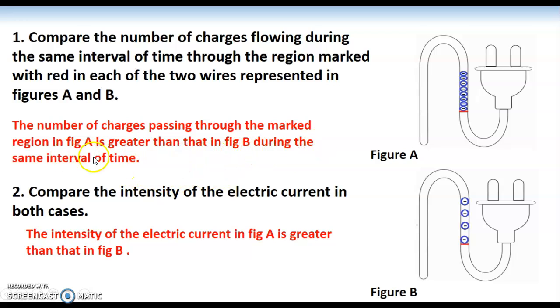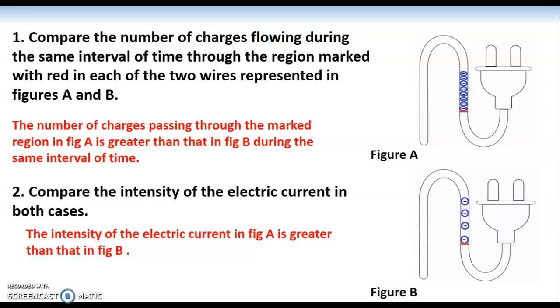It's very important here to mention "during the same interval of time," because we said that the current is the rate, and when we talk about a rate, this means that we are taking the time factor into consideration. How many electrons pass by per unit time? Not in general, but in a certain period of time.